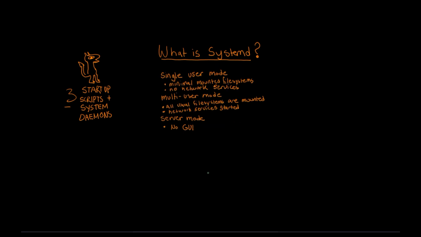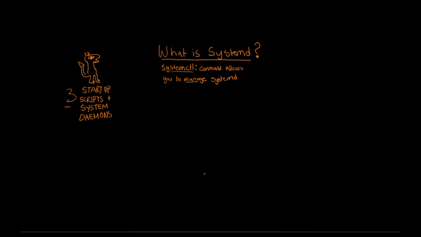Some important modes include single user mode, which has minimal file systems mounted, no network services, and a root shell running on the console, which is used when you need to fix issues in the system. Multi-user mode, which has all the usual file systems mounted, and network services are started. And server mode, which is similar to multi-user, but doesn't have any GUI, which is used for servers mainly.